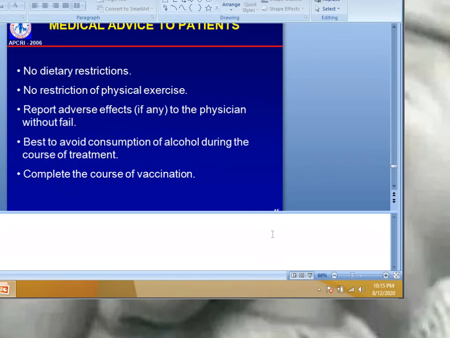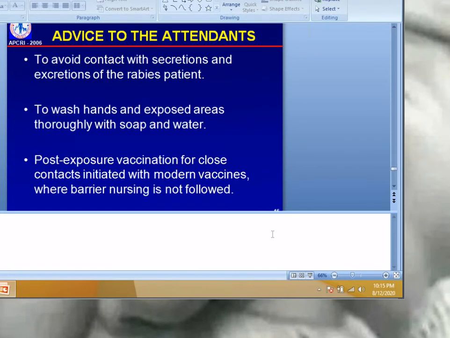And medical advice to the patient: no dietary restriction, no restriction of physical exercise. Report adverse effects, if any, to the physician without fail. Best to avoid consumption of alcohol during the course of the treatment. Complete the course of vaccination. And advice to the attendees: avoid contact with the secretions and excretions of the rabies patient. Wash the hands and exposure areas thoroughly with soap and water.